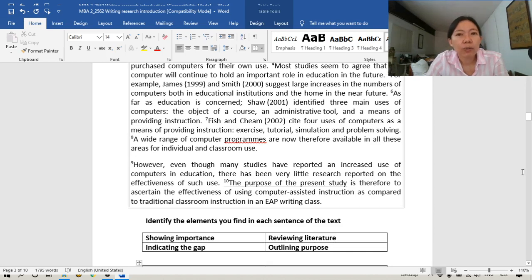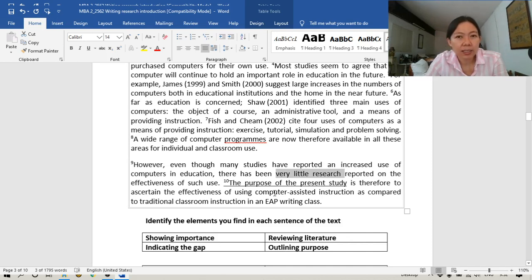Next, however, even though many studies have reported an increased use of computers in education, there has been very little research reported on the effectiveness of such use. Here we have the keywords however and very little research to show the contrast, to show that there is a lack of something, that there is inadequacy in the research area. So we use this sentence to indicate the gap in the research area.